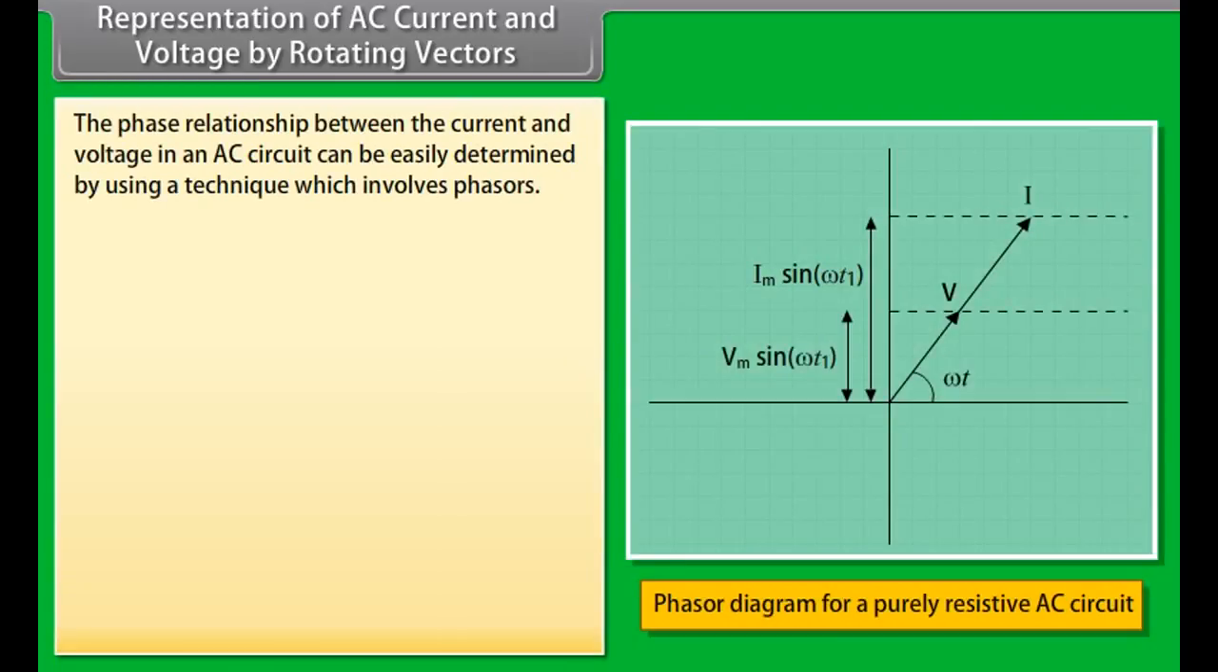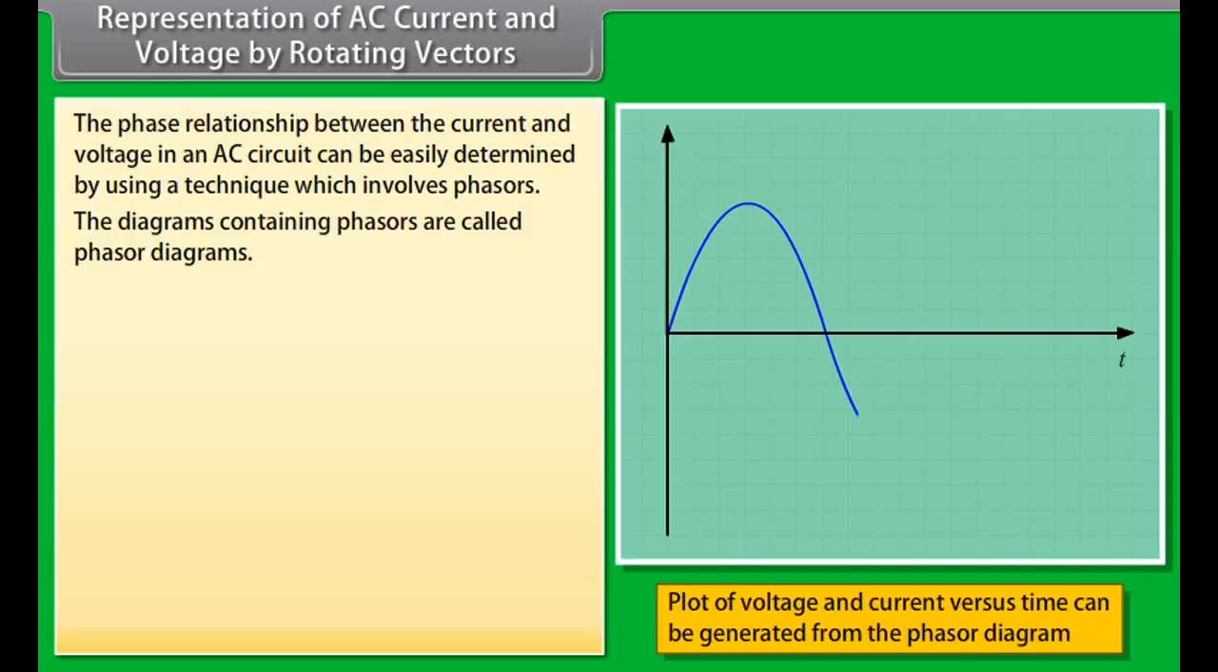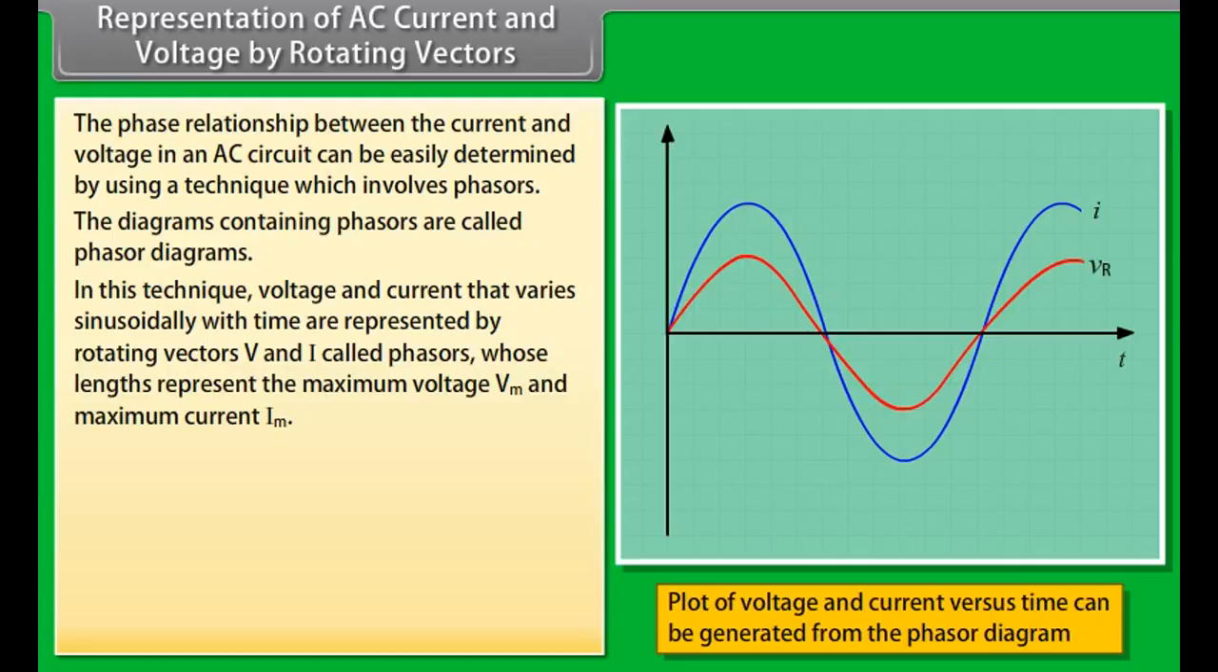Hence, the instantaneous voltage is given by E = 311 sin 314t. Power delivered to a resistor. The instantaneous power supplied to the resistor is given by PR = VI, which is equal to the product of Vm sin ωt and Im sin ωt. It can be written as PR = Vm Im sin² ωt.